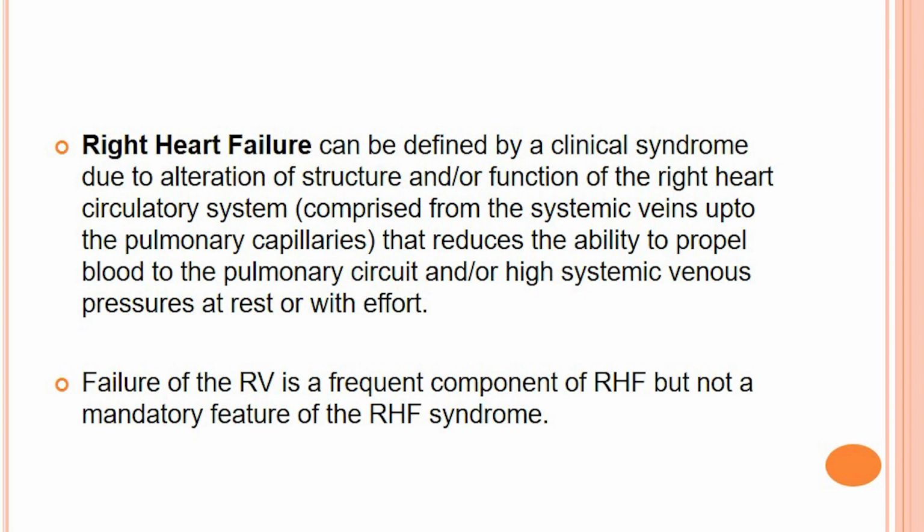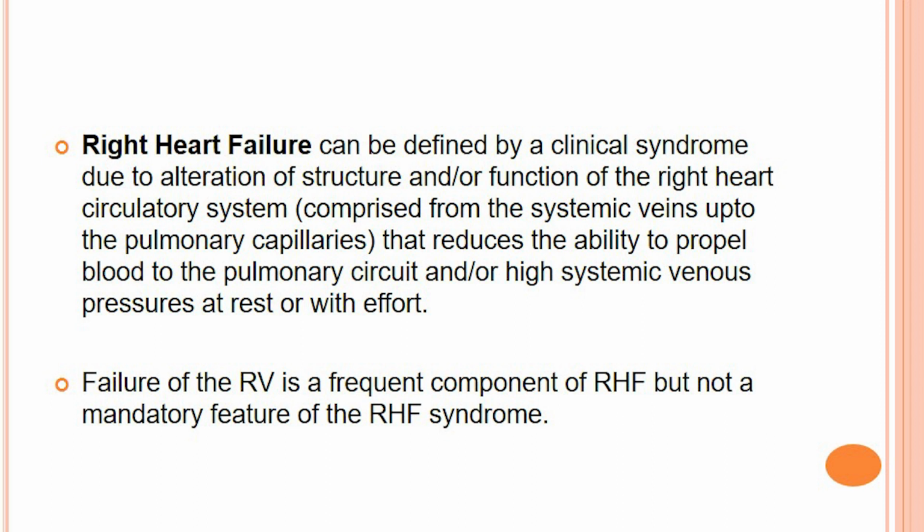So right heart failure can be defined as a clinical syndrome due to alteration of structure and/or function of the right heart circulatory system, which comprises the systemic veins up to the pulmonary capillaries, that reduces the ability to propel blood to the pulmonary circuit and/or causes high systemic venous pressures at rest or with effort. A failure of RV is a frequent component of right heart failure, but not a mandatory feature of the right heart failure syndrome.